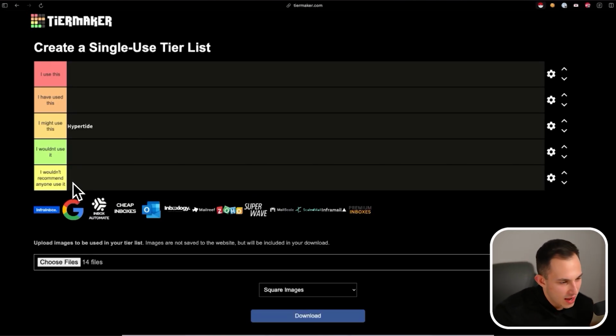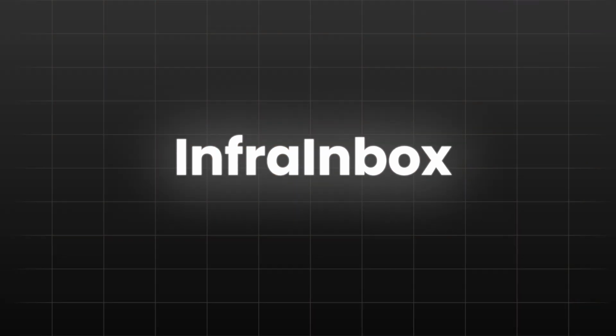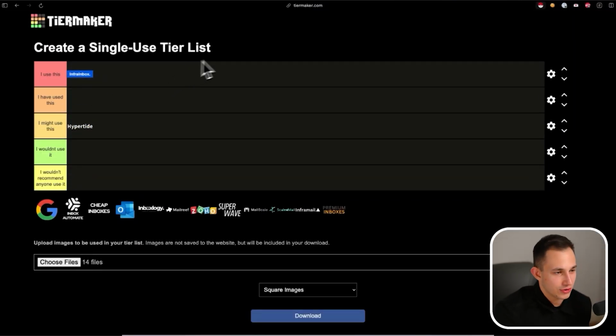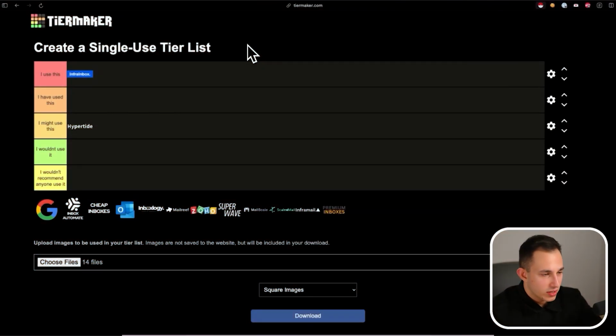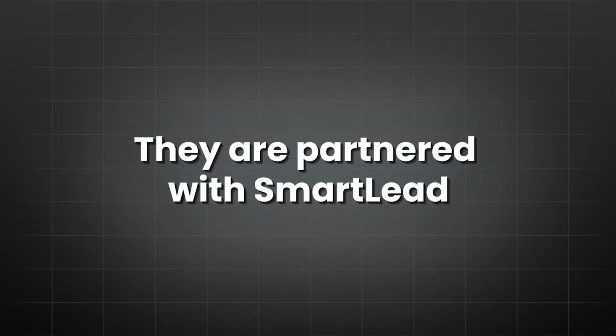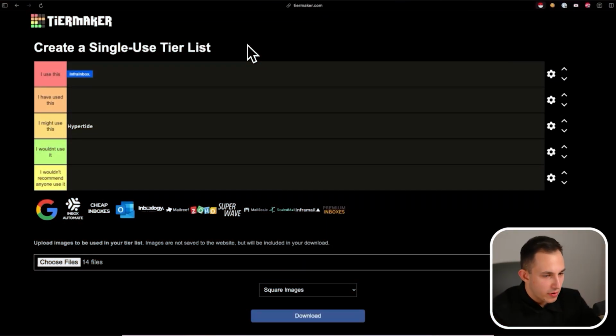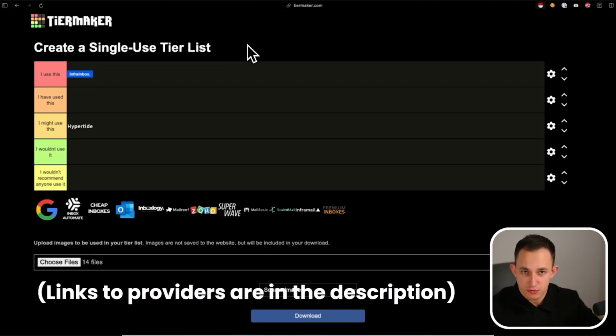Okay. Then the next provider is going to be Infra Inbox. Now, Infra Inbox is something that we currently use in the agency. This is an Outlook reseller, which we just recently started using. I will be honest, we haven't been using them for a while. One of the big benefits of them is they are partnered with SmartLead, so you can trust that they're a reputable provider. And if you want to go down that route, you can actually buy their inboxes directly through SmartLead. They have a native integration, right? So it's very, very helpful. I would put them at the "I use this" category just because they are pretty helpful. Okay. Now I'm going to link this provider and all the other providers below. So if you want to try out any of them, then feel free, you can.